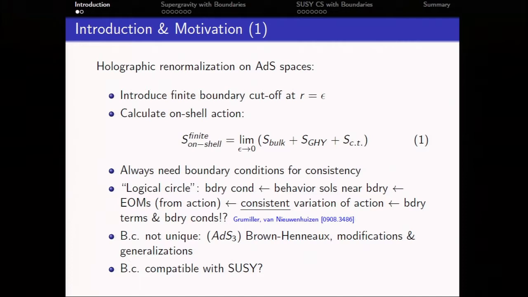What I want to say here is that it might not be the right thing that you're writing down when you have guessed certain boundary conditions. It's not obvious that when you write down certain boundary conditions, they are the right thing. Another thing that you might worry about is, if you write down boundary conditions, are these automatically going to be compatible with supersymmetry? That's also something you might worry about.